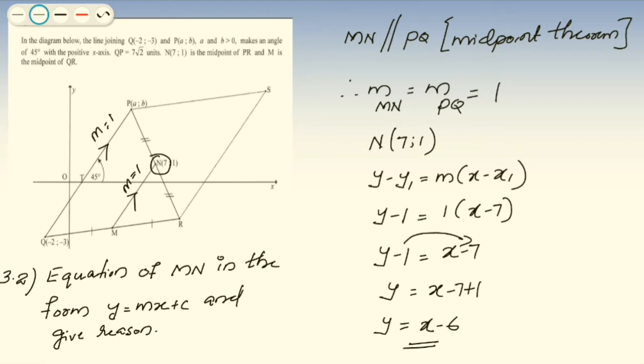Is it clear? It got 4 marks. The 1 mark is for the parallel line condition, because those two lines are parallel because of the midpoint theorem. Another mark is for this one, then the substitution, then the answer. Is it clear?